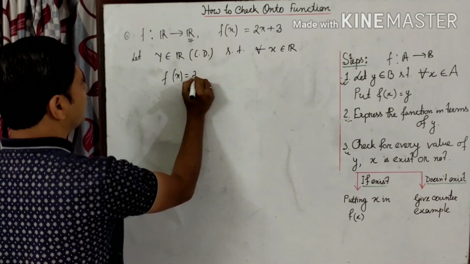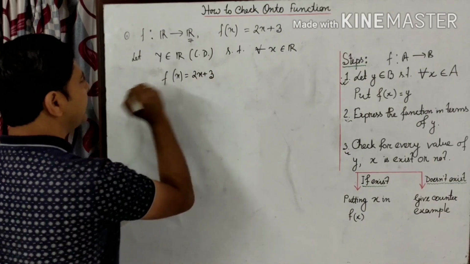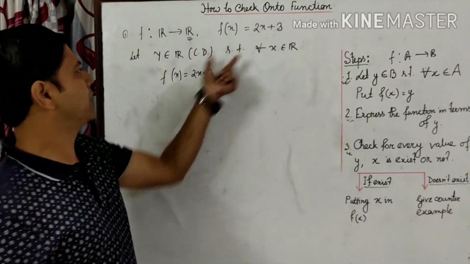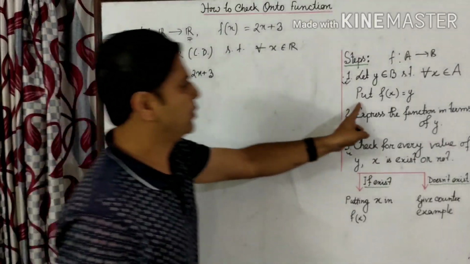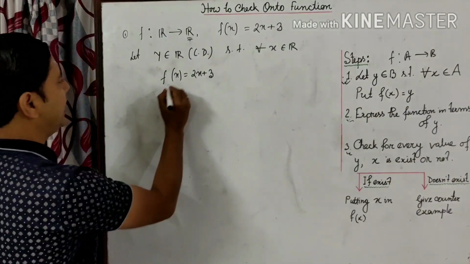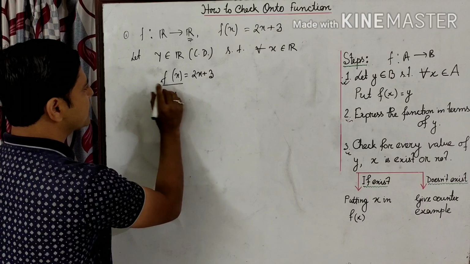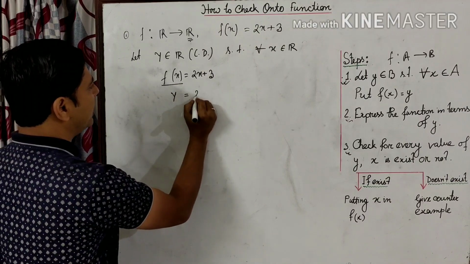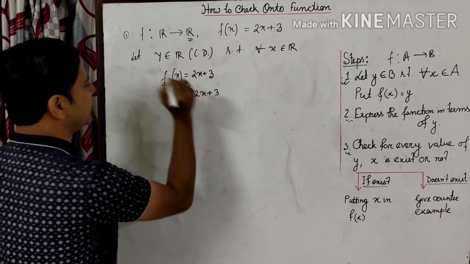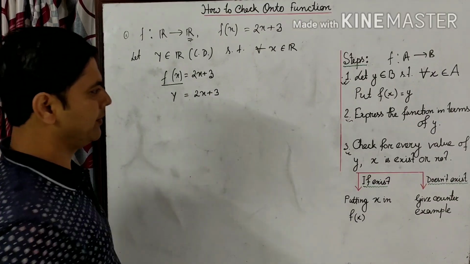Now, the given function is f of x equal to 2x plus 3. Next, put f of x equal to y. In place of f of x, you have 2x plus 3. So y equals 2x plus 3.